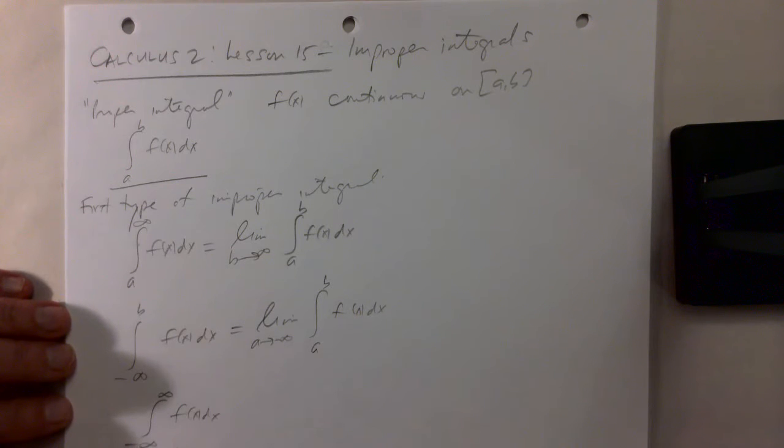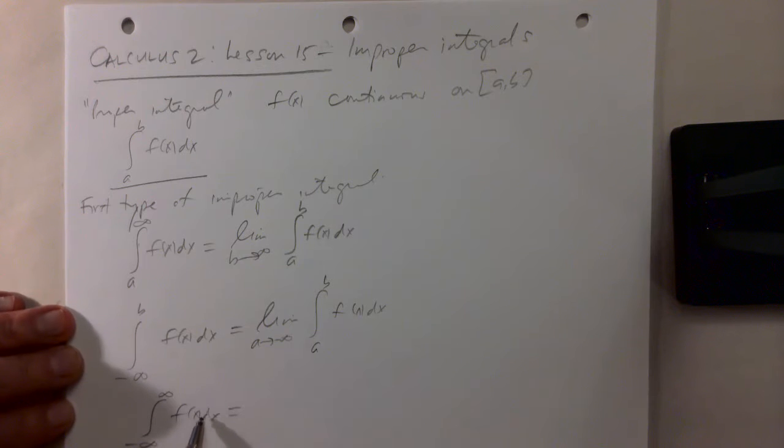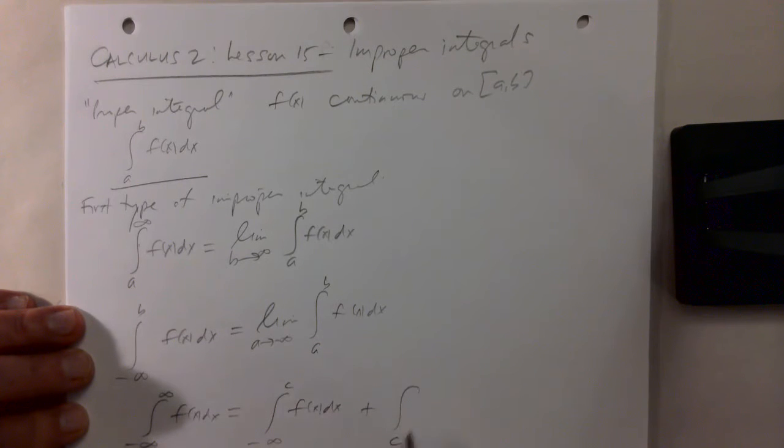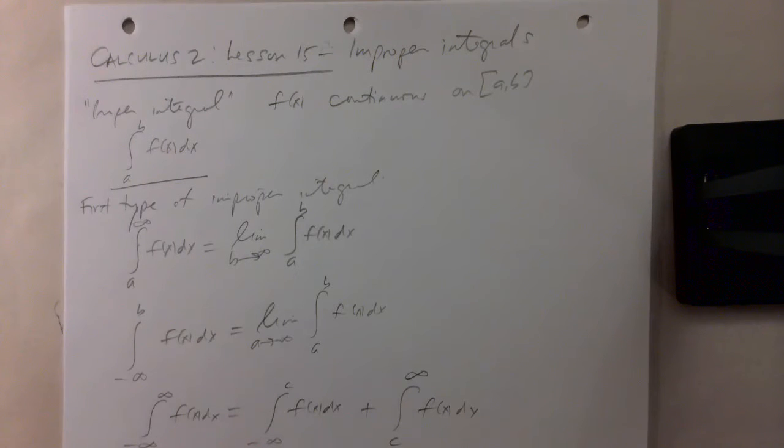And finally, if you have an integral from minus infinity to plus infinity, we write that as the sum of two improper integrals. Pick a number c, take the integral from minus infinity to c of f of x dx, plus the integral from c to infinity of f of x dx. So we'll do some examples, which will include one of each of these types.